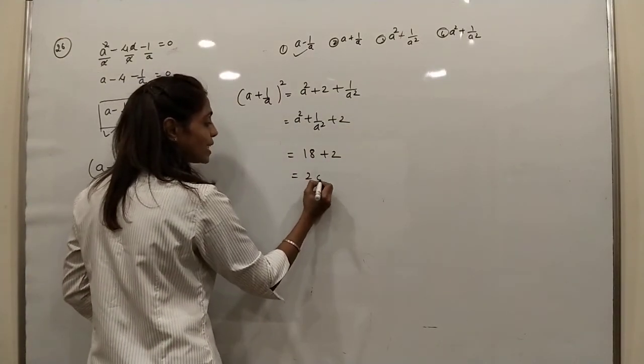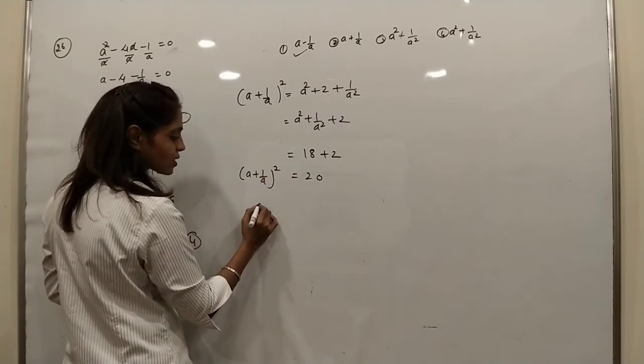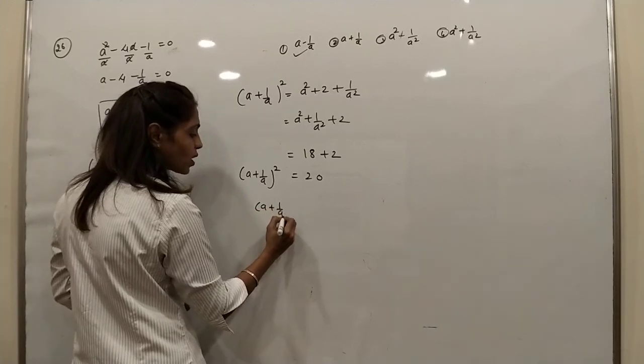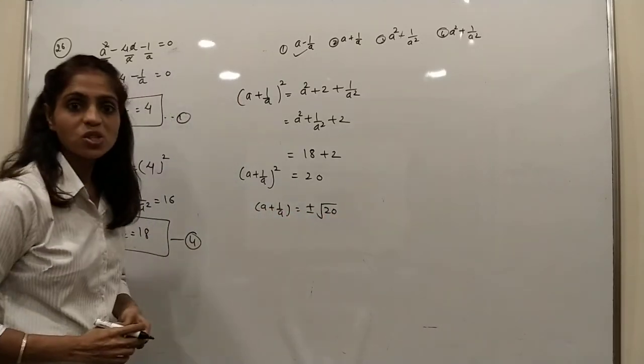So it is 20. What? A plus 1 upon a the whole square. So a plus 1 upon a is plus or minus root 20.